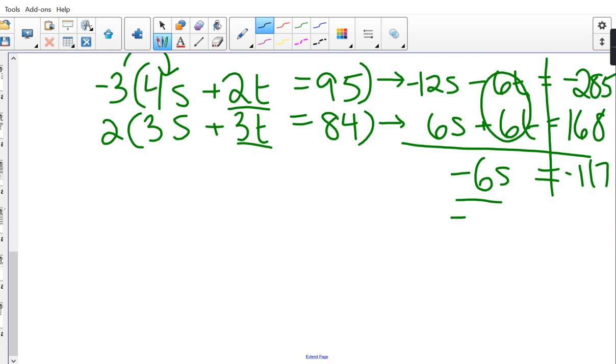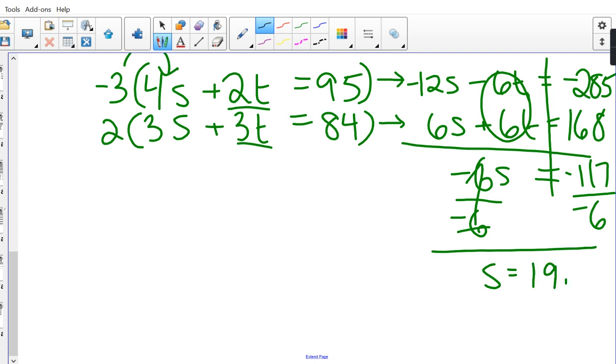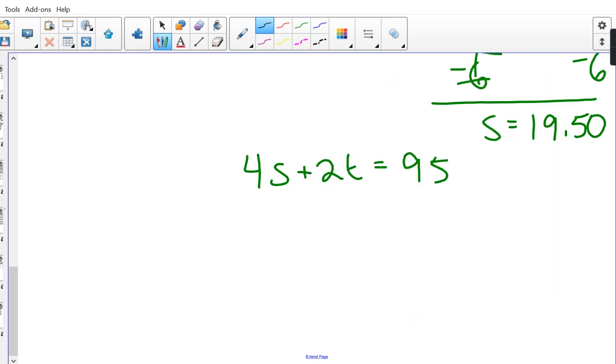So you should have divided by negative 6 on each side. So we get s is equal to 19.50. If you divided 117 by 6, you got 19.50 for the cost of 1 shirt. Now we're going to use that information to find the cost of 1 tie. So 4s plus 2t equals 95. We're going to substitute 19.50 for s. So let me just write it out here because there's no space there. 4 times 19.50 plus 2t equals 95.